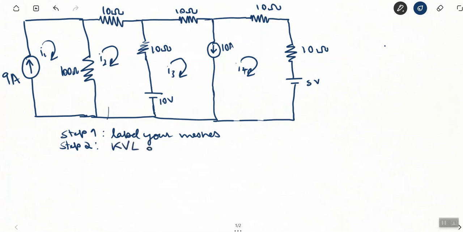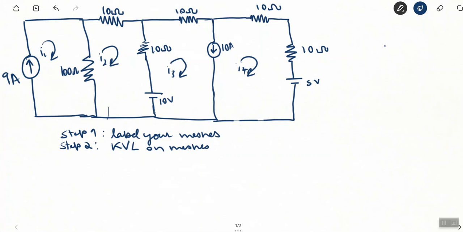KVL on meshes. So what you want to do is apply Kirchhoff's voltage law on each mesh. Just in case that you don't know, Kirchhoff's voltage law states that the sum of all the voltages in a loop always adds up to 0.